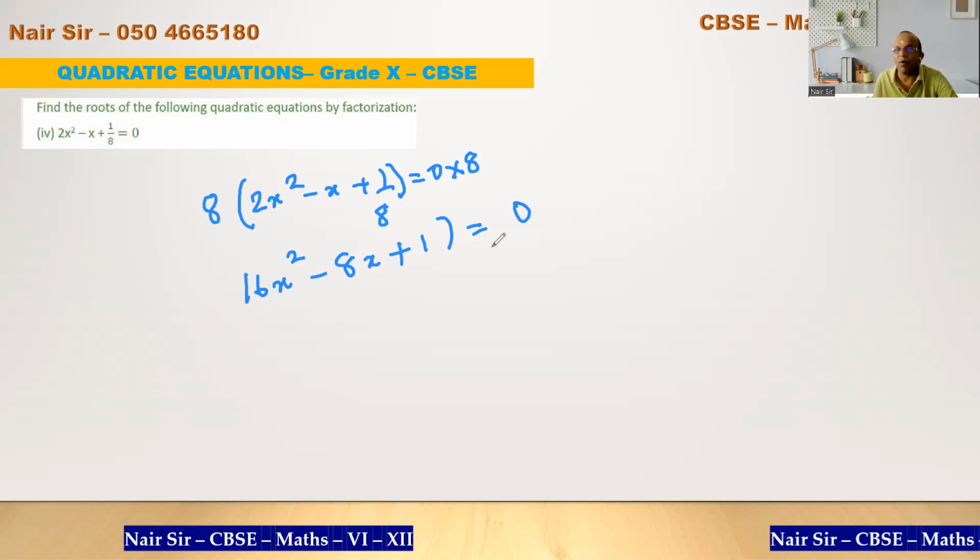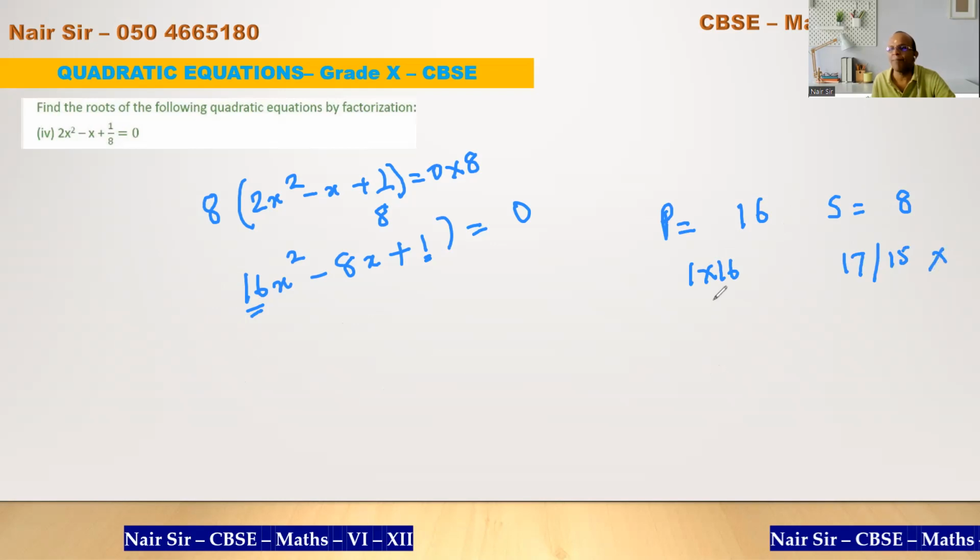Okay. Now the product needs to be what? 16. How am I getting the 16? The coefficient of x squared multiplied by the constant is what I'm getting. Sum needs to be what? 8. I'm leaving the sign for later. I'm not taking any sign right now. 1 into 16. 16 plus 1, 17. 16 minus 1, 15. No.